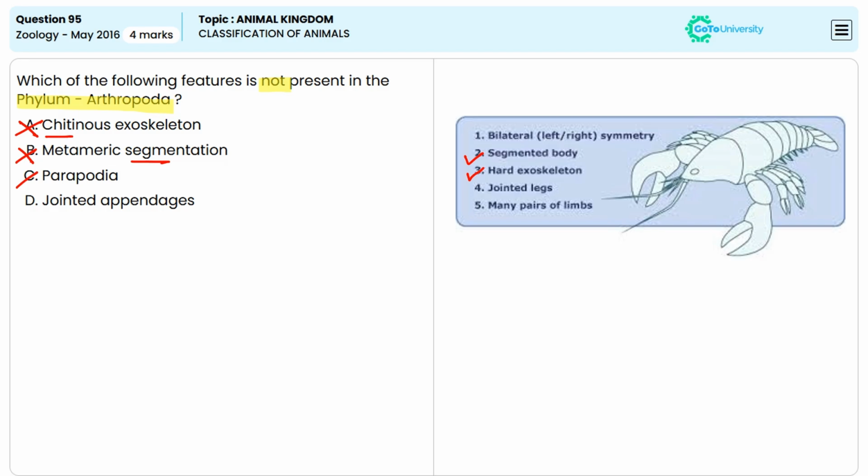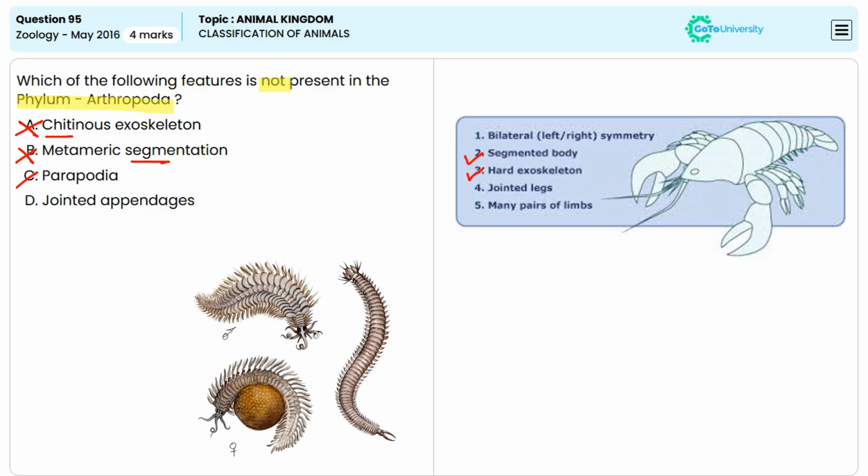Parapodia is not present in arthropods. Parapodia are lateral appendages used for locomotion or respiration found in certain other invertebrates like annelids, for example, the polychaetes. So that means the correct answer is option C, parapodia.